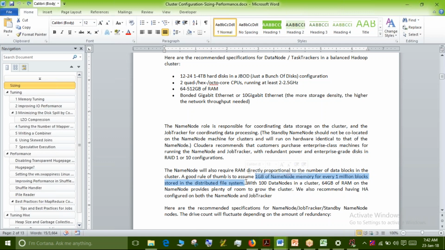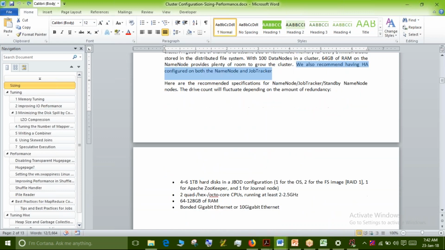We also recommend having high availability, that is called HA. We also recommend having high availability configured on both the name node and job tracker. This is the recommended specification for your name node and the job tracker. Okay. These are just to know.